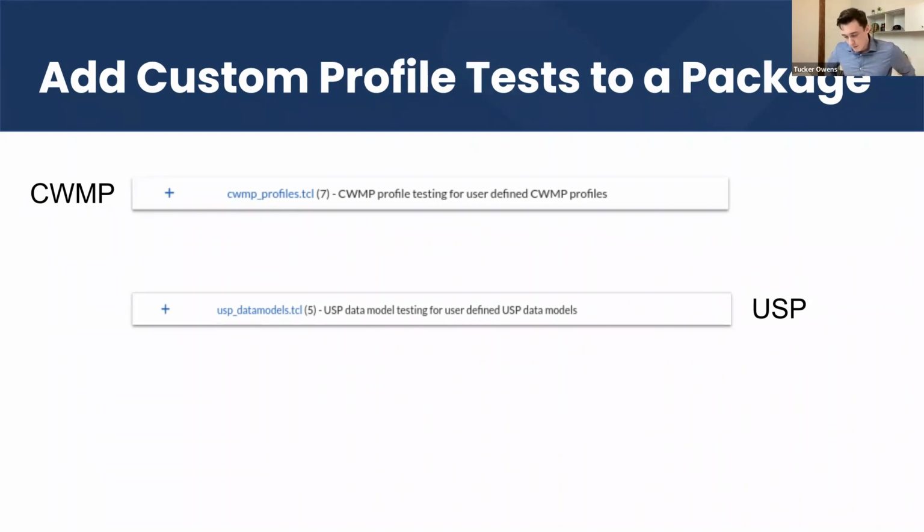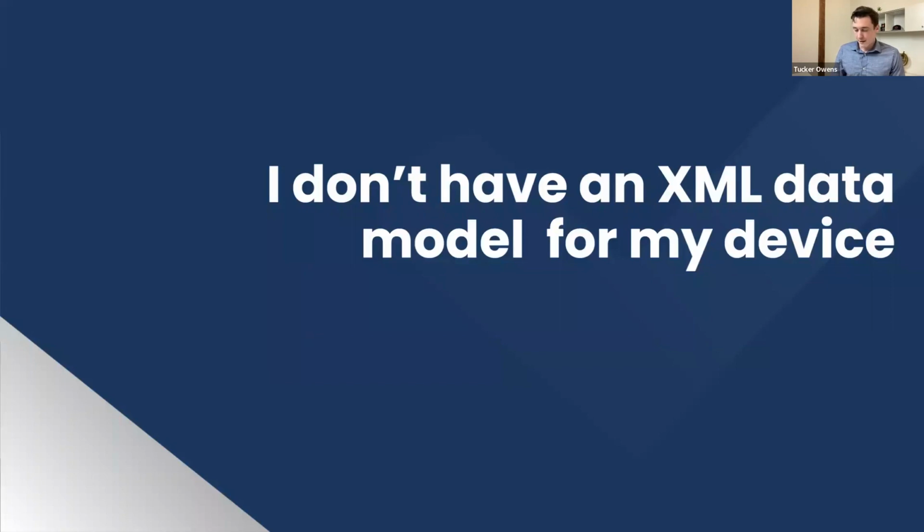CDRouter instart will parse that entire XML file and read it in just as though it was TR-181 from the BBF, and generate a test on the fly to verify all of the parameters in that custom data model you have. So it's pretty handy.